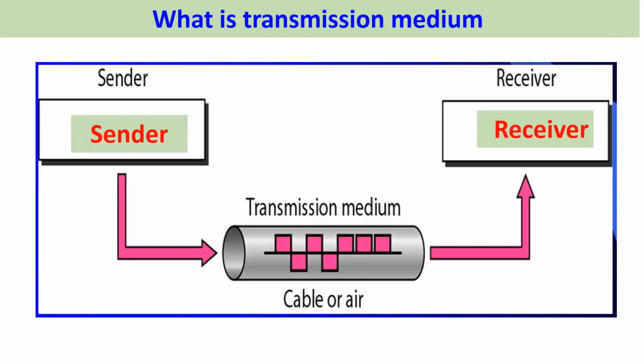Look at the diagram here. Sender and receiver, you can see on both sides. The sender always produces the data and sends it. Whatever information is being sent should go through the transmission medium. The sender's data goes through the transmission medium to the receiver.